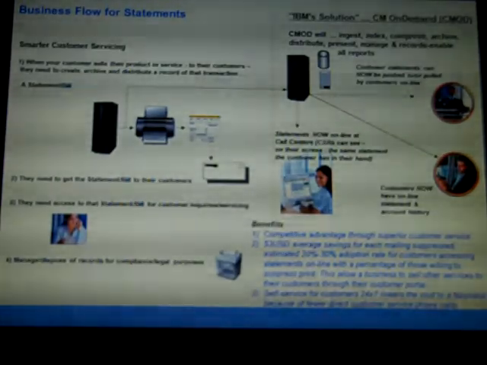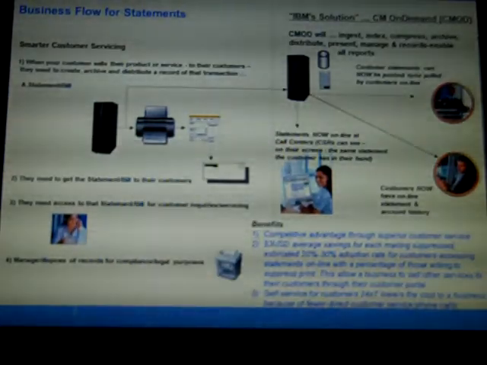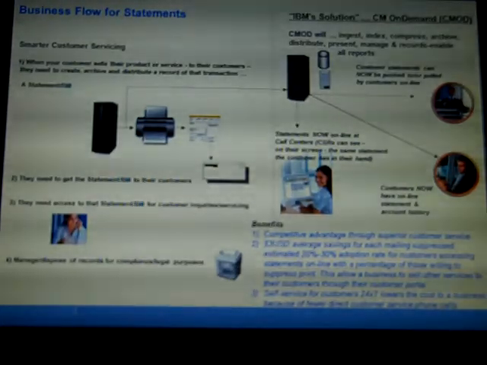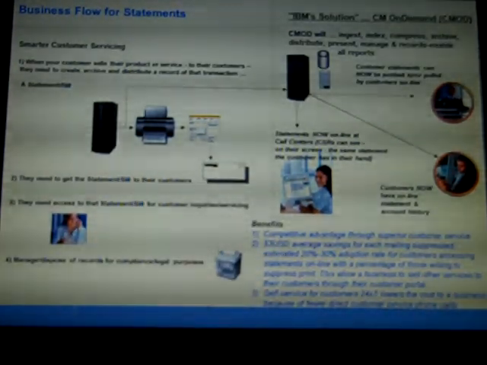And finally, the self-service for customers is 24/7 around the clock, and this lowers the cost to a business because of fewer direct customer service phone calls while improving customer satisfaction.